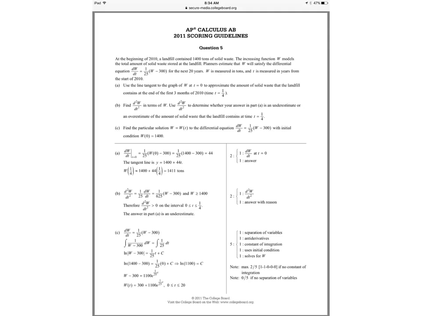So this has been an up-and-coming topic, differential equations / related rates when it comes to the free response questions. So please make sure that you practice these. If you have any questions, just let me know.